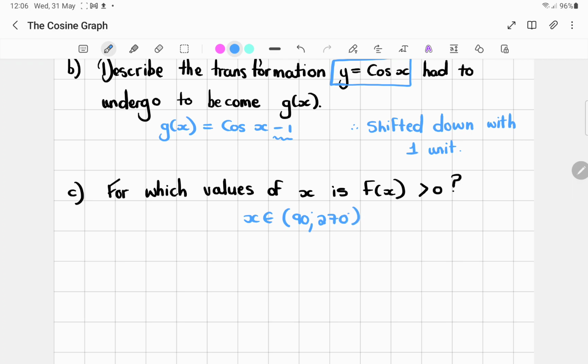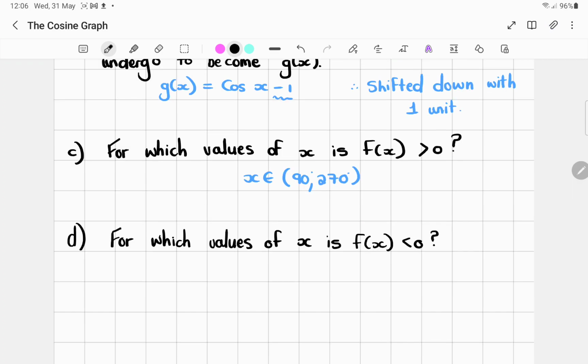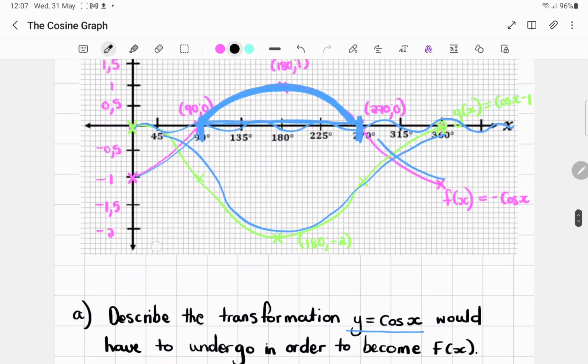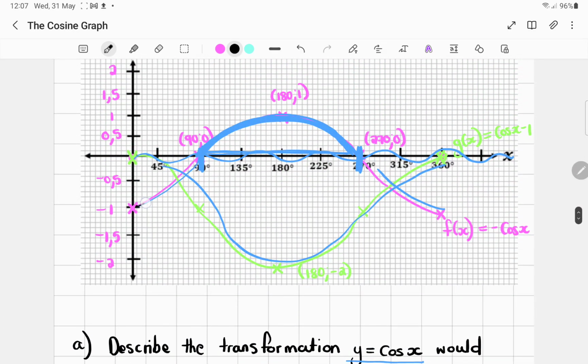Let me quickly add another question like this. All right, so let's just look at the inverse of that. For which values of x is f of x smaller than 0? So f of x, again, was this purple graph. Let me just draw it again nicely with black over it so that you can all see which one I'm talking about. Okay, so now it asks you for which values of x is it smaller than 0.